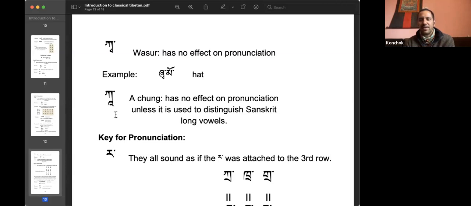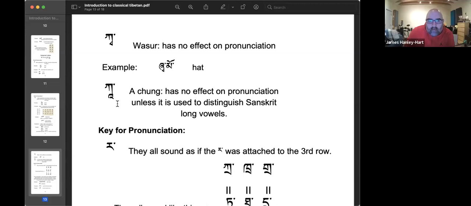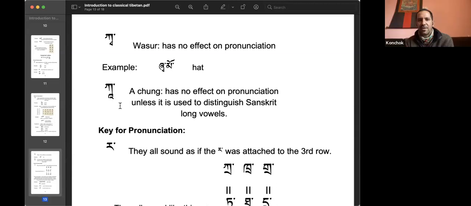So you will see, but for our case, just know that it doesn't do anything to the sound. If you're reading it in Tibetan, it doesn't matter. So do you say it as like ka achung then? Ka achung, yeah, you would say ka achung. But is it common? Not that I'm aware of. I don't think so.